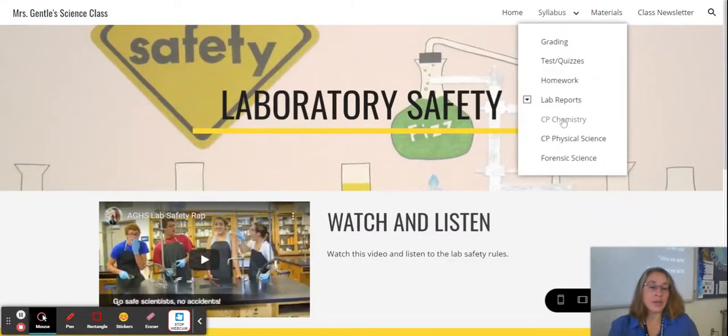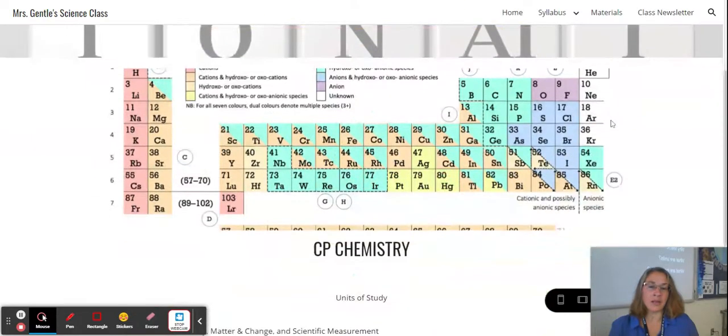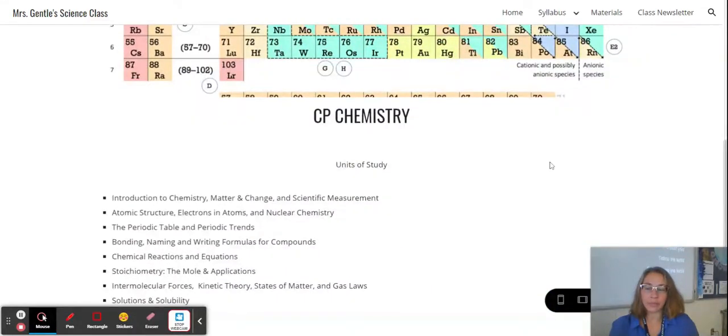So this is chemistry. Here are the units that we study in chemistry. Right now we're working on our introduction to chemistry, and we'll be getting into matter and change and measurement. Then we move on to the atom. What is the atom made of? What's its structure? How is the structure of the nucleus involved with nuclear chemistry? And what about the outside of the atom, outside of the nucleus, where the electrons are?